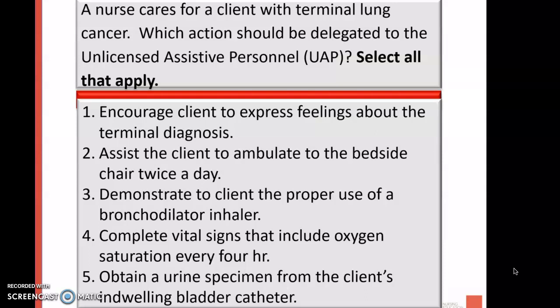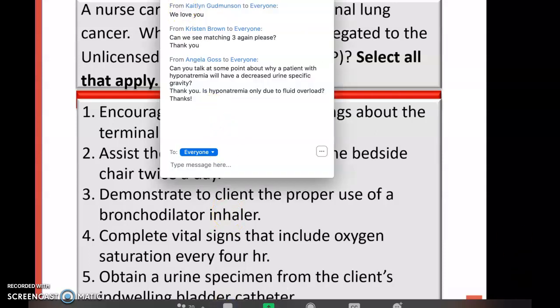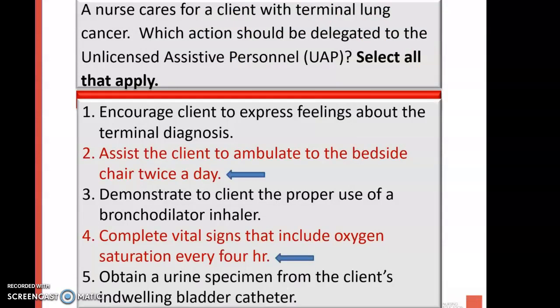They're okay. Demonstrate to the client the proper use of bronchodilators? Bronchodilators are medication. They don't do medications. Complete the vital signs that include oxygen sats. Yes, they've got a number. Urine specimen from the client's indwelling bladder catheter? No, not at that point. So again, that's what you do. Teach, evaluate, assess. So they pick the number and they can ambulate. But the others are not within their scope of practice.